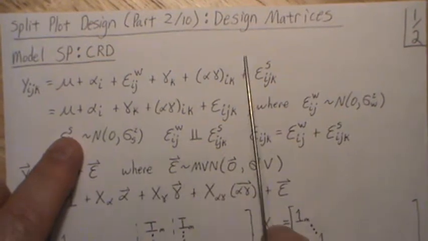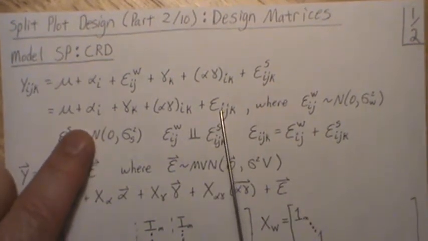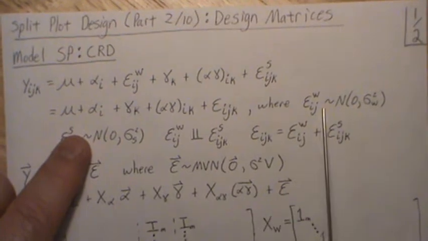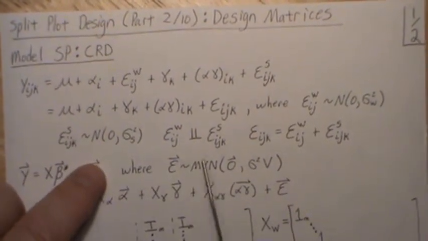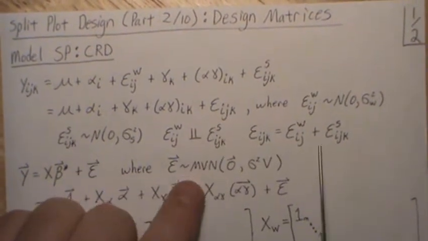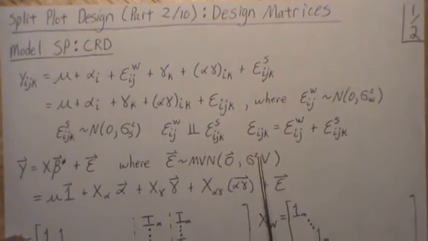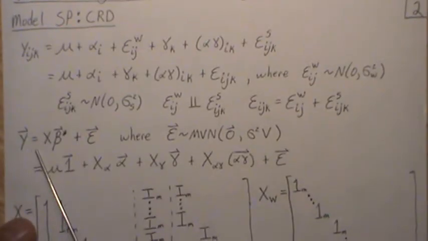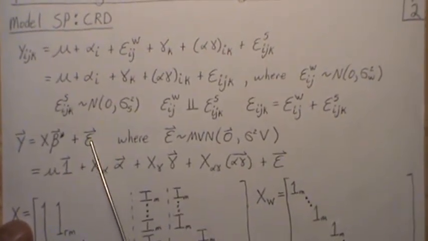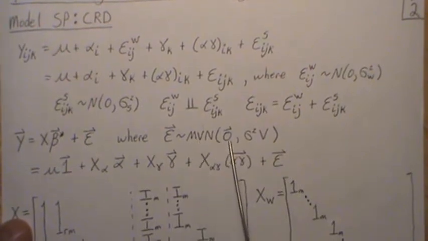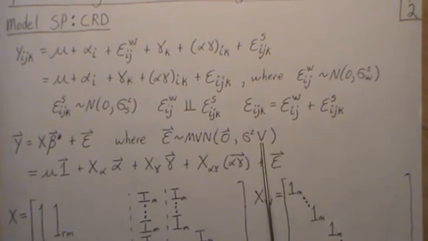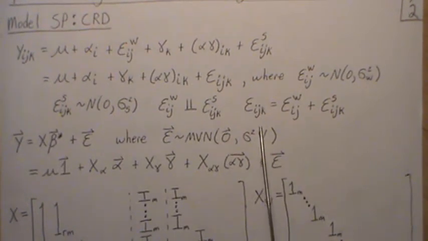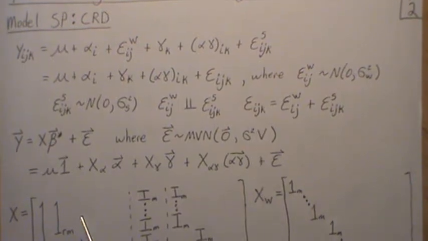Often these errors are combined together in this fashion. The whole plot error is normally distributed, the subplot error is normally distributed, they're independent, and then that epsilon is a combination of those two. It can be generally written as y equals X beta plus epsilon, where epsilon is multivariate normal, mean zero, variance sigma squared times V. Notice that in our previous designs, this has always been the identity matrix.